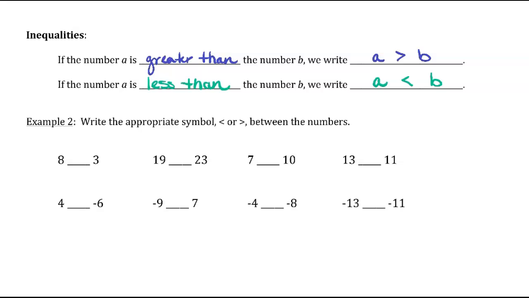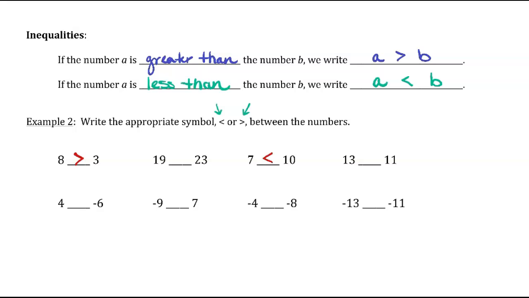In example 2, we're going to write the appropriate symbol, either the less than symbol or the greater than symbol between our values. In our first one, we have 8 and 3. 8 is a larger number than 3, so the appropriate symbol would look like this, with the open side facing the 8. 8 is greater than 3. Let's skip over to 7 and 10. 7 is smaller than 10, so the inequality symbol will kind of point to 7 and open to 10. And we read that as 7 is less than 10.